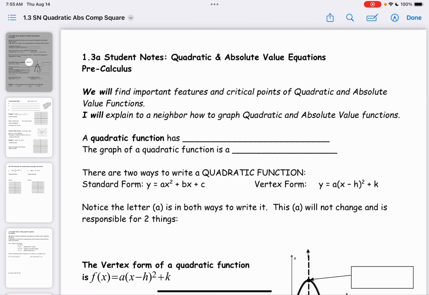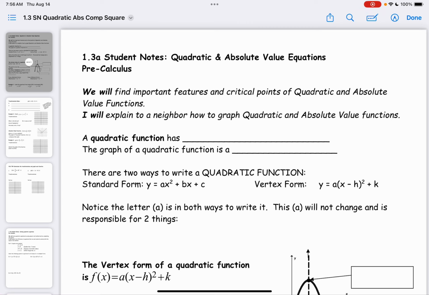In this first part of the 1.3 notes, we're going to be looking at the quadratic and absolute value equations. We will find important features and critical points of both of these functions, and you guys will explain to a neighbor how to graph these two functions, quadratic and absolute value. So let's start off talking more about the quadratic function.